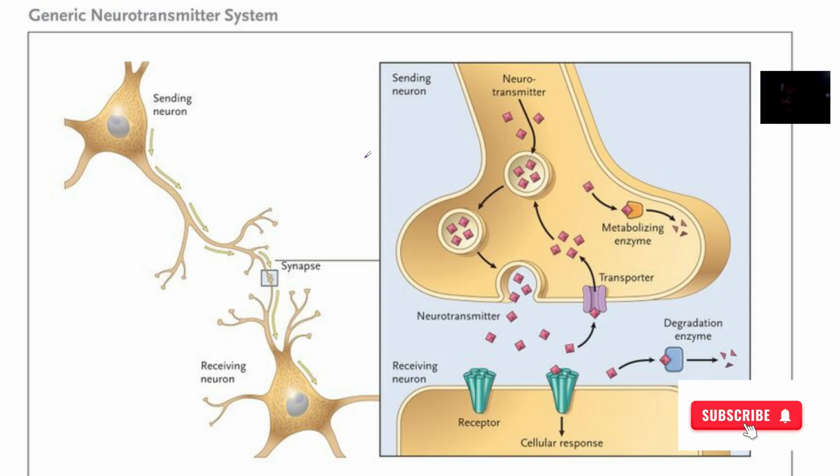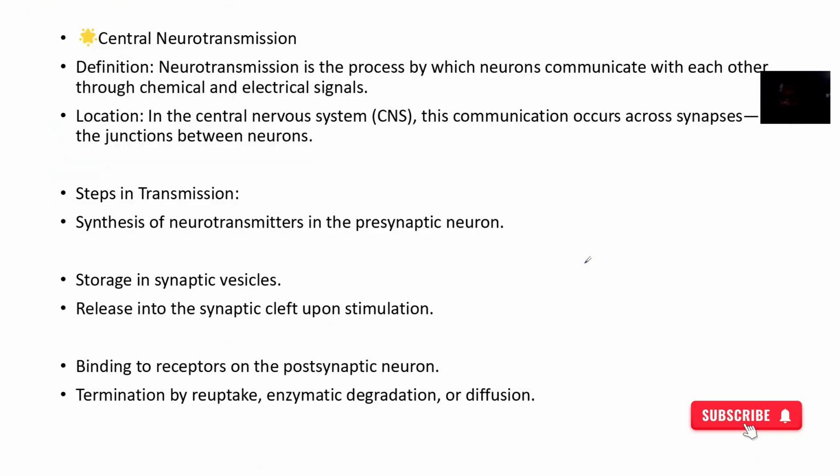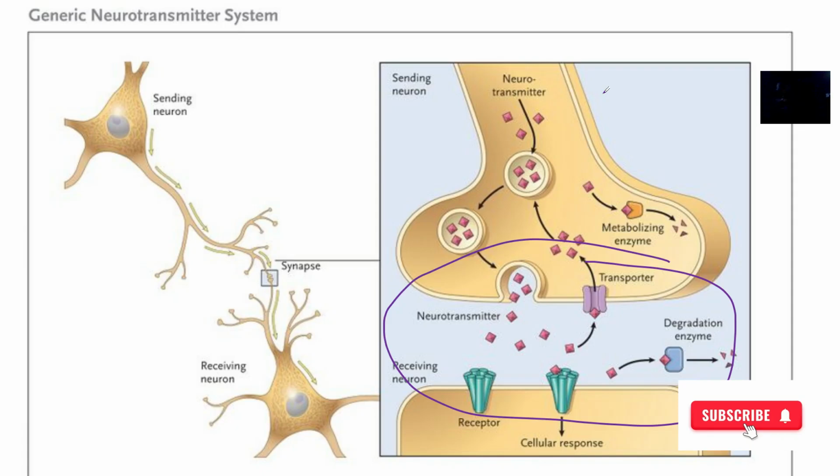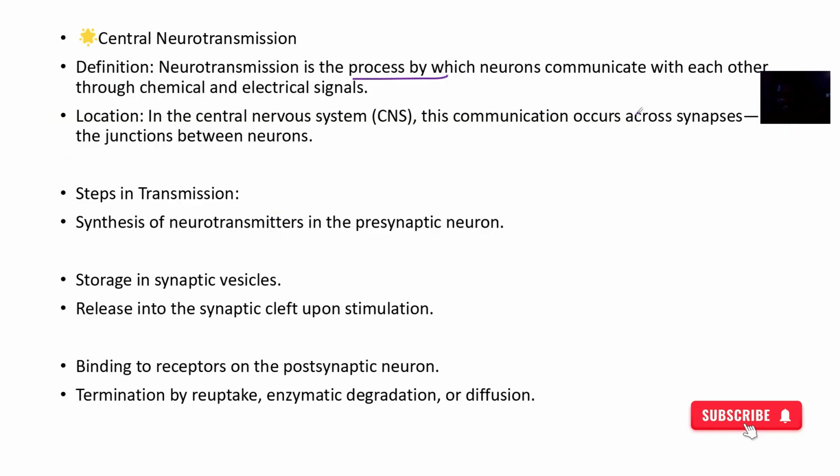Now, central nervous system neurotransmission has to do with the whole process that makes it possible for one nerve to communicate to another nerve. It's a process by which neurons are able to communicate with each other, and of course, this communication is by chemicals and electrical signals. So in the central nervous system, the communication occurs across synapses, the junctions between neurons.